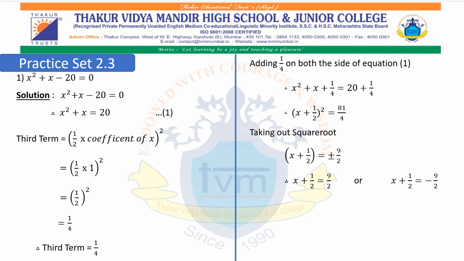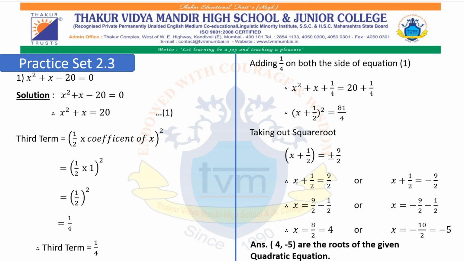Now 1 upon 2 from both the equations will be shifted to the right hand side and will be written as x equals to 9 upon 2 minus 1 upon 2, or x equals to minus 9 upon 2 minus 1 upon 2. Here the operation we are going to do is subtraction, where the denominator has to be same. In both the equations denominators are same, so we can further solve it as x equals to 8 upon 2, which will be simplified and written as 4. And in the second equation x equals to minus 10 upon 2, which will be simplified and written as minus 5. Therefore the final answer we will get is 4 or minus 5 are the roots of the given quadratic equation.